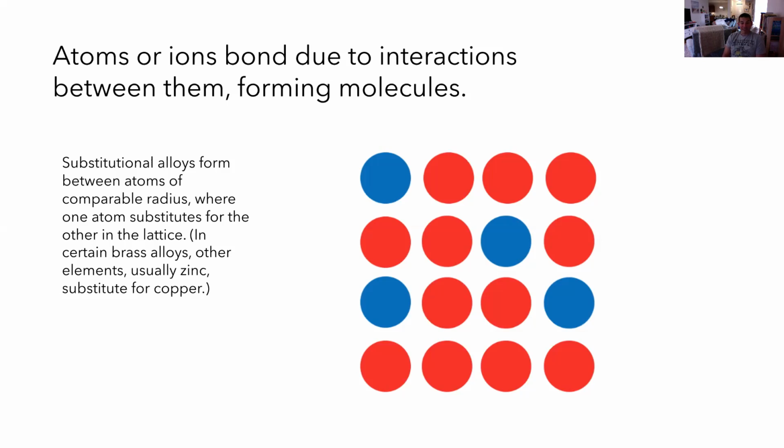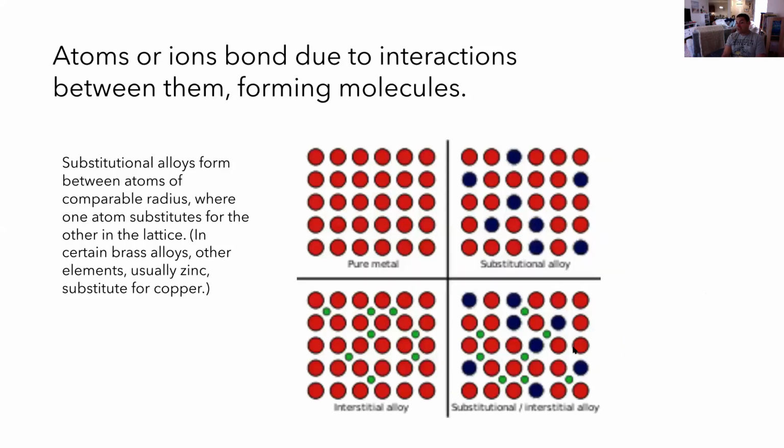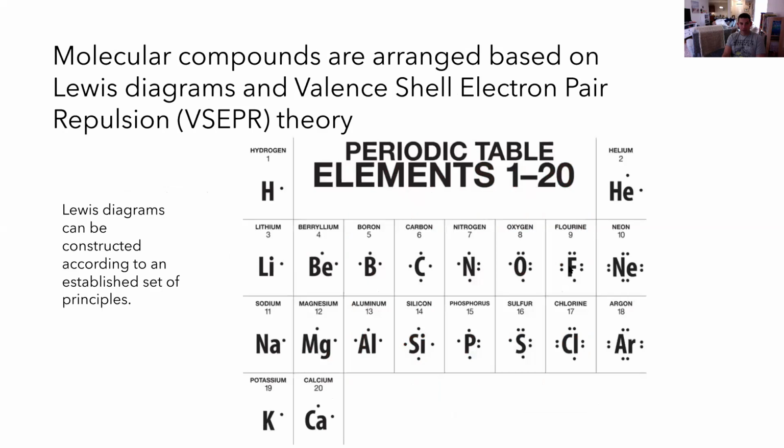Those are similar in size, so they can be substituted between each other. All right, so again, substitutional, you're looking for something with the same radii. Interstitial, it's a much smaller radii. And you can get certain alloys that have both. They're substitutional and interstitial, so that is allowed. So it's something to be wary of.